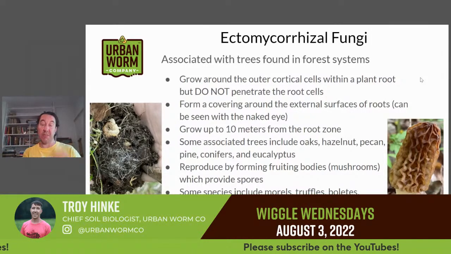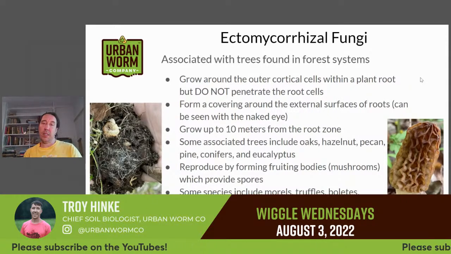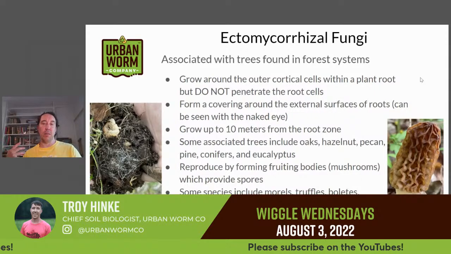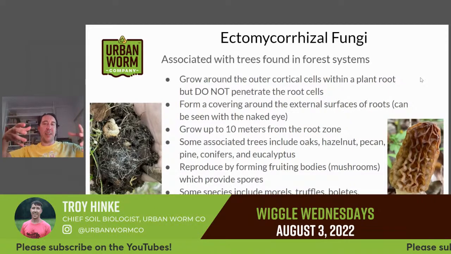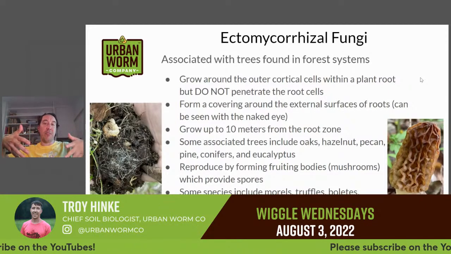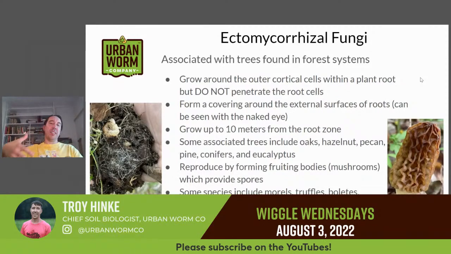The ectomycorrhizal fungi can grow up to 10 meters from the root zone. So if you ever go out hunting certain types of mushrooms like morels, you'll see a morel up to 10 meters away from the tree. So that's what's happening: you've got trees that are associated with ectomycorrhizal fungi that have all this fungi underneath the soil, and then at a certain point they want to reproduce.